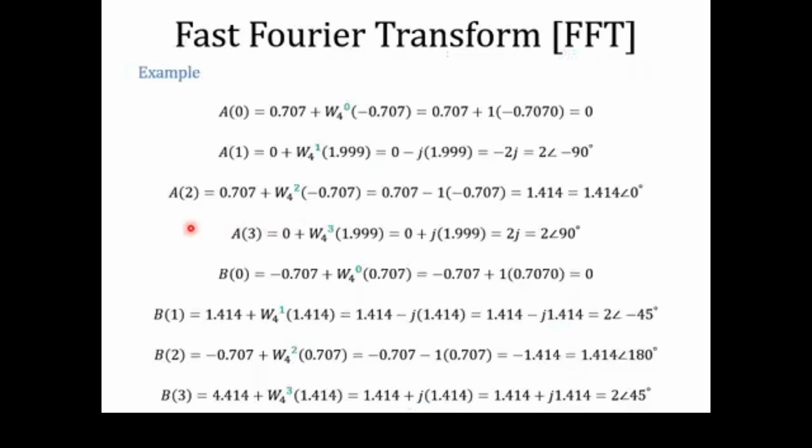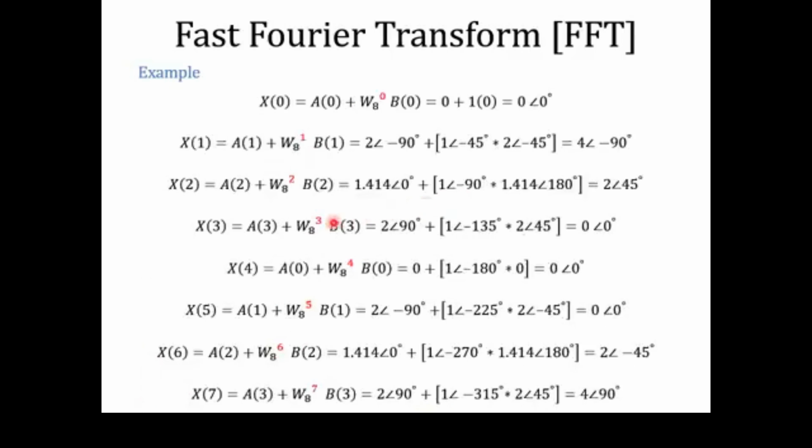Here I have presented the equations of the 4-point DFT outputs A0123, B0123, and how they are calculated. So if you are facing any difficulty in understanding the calculation of those 4-point DFT outputs A of k and B of k, then you can refer to these equations. Similarly, here the final 8-point DFT output calculations are presented in the form of equations from capital X of 0 to X of 7. These equations are presented for your reference, and these are the final DFT coefficients which are obtained through the radix-2 FFT structure.